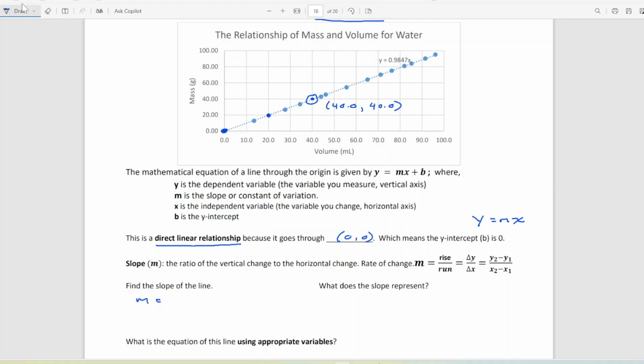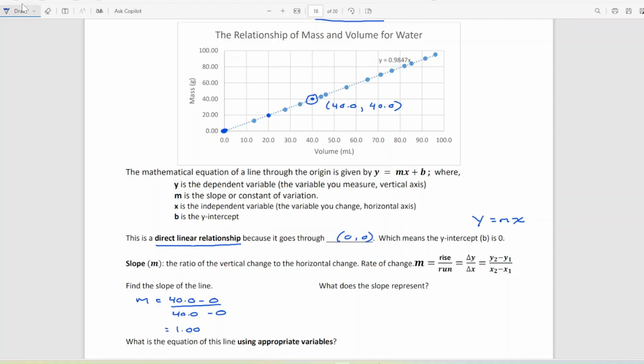So if I was calculating the slope, it would be the rise, which is 40 up, or the change in y values. So I'm going to use the point 40 minus that origin, 0, over my x value of 40 minus that origin of 0. And I end up with a slope of 1.00, because I'm allowed to go to 2 sig figs.